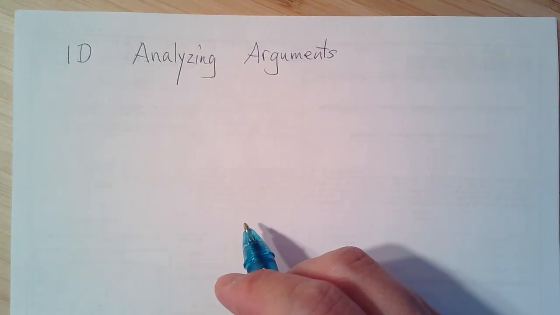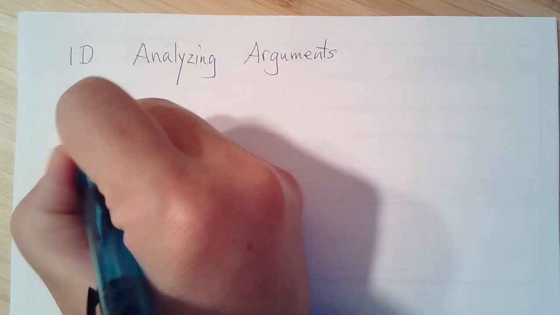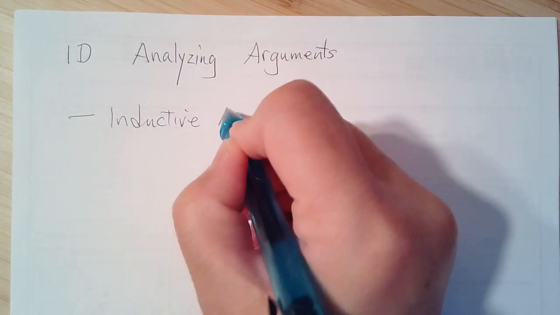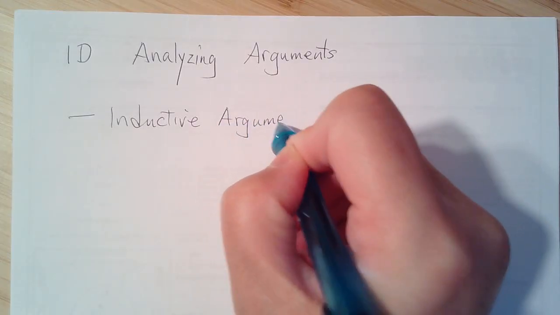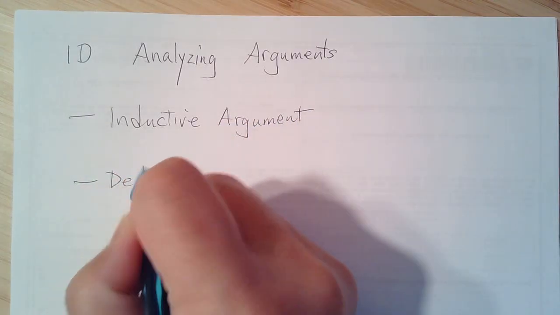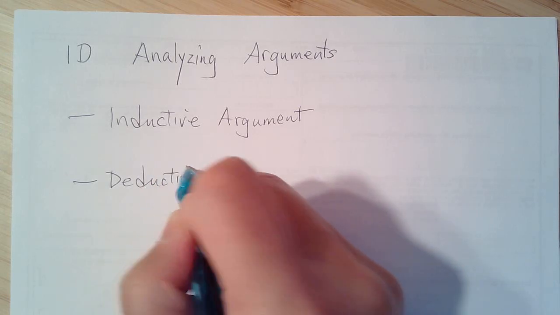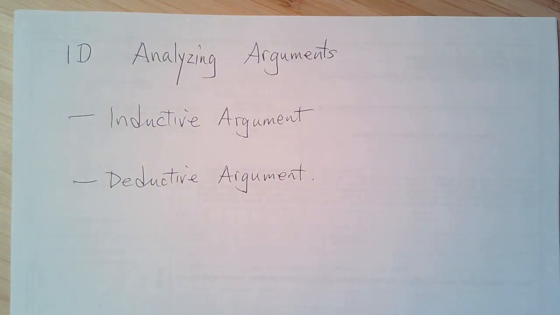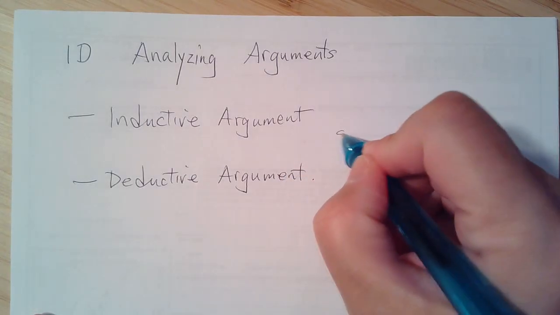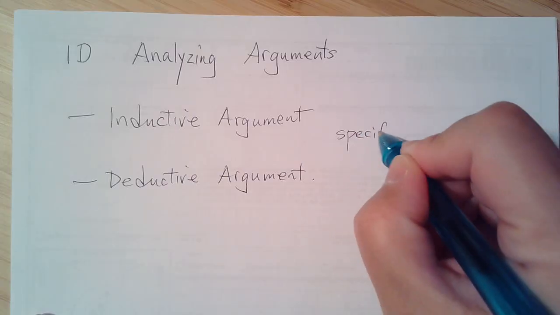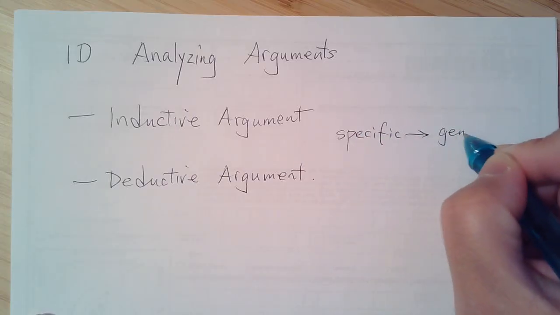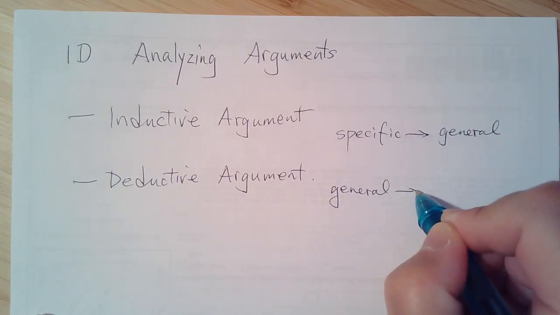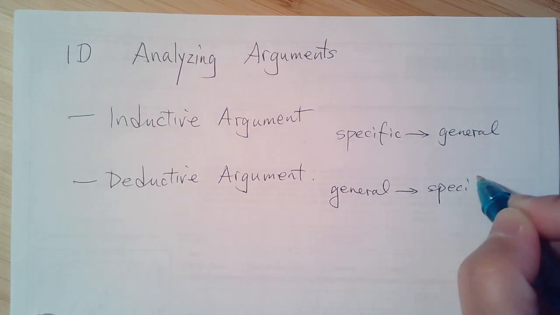Okay, analyzing argument. First of all, we're going to learn two concepts. One is called inductive argument, and the other one is called deductive. The inductive argument is from specific to general, and this one is from general to specific. What does that mean?